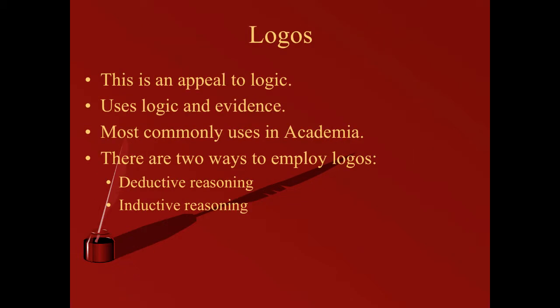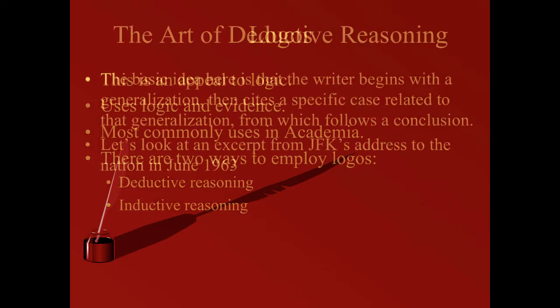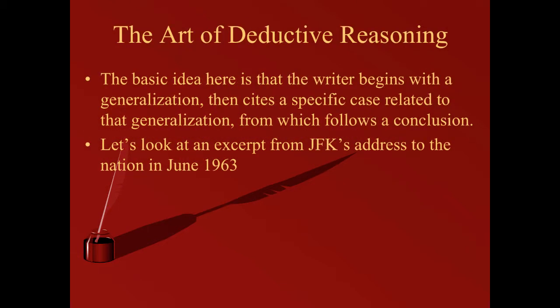Logos is an appeal to logic. It uses logic and evidence to support ideas, and it's most commonly used in academia. So any kind of academic writing, you have to show logic. There are 2 ways to employ logos, either deductive reasoning or inductive reasoning. So the art of deductive reasoning: the basic idea here is that the writer begins with a generalization, then cites a specific case related to that generalization, from which follows a conclusion.